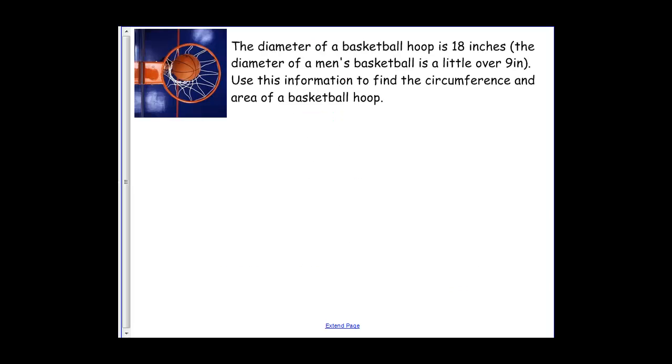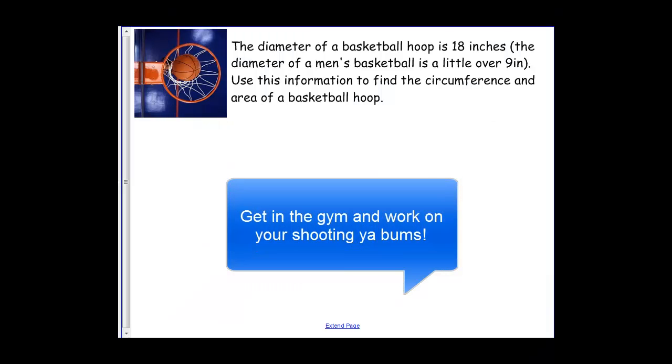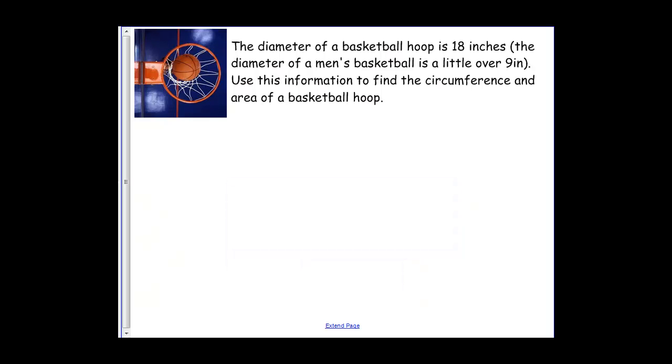So let's go back to that problem that we have here. It says the diameter of a basketball hoop is 18 inches. This is all true stuff, by the way, especially as you look at that top-down view. Some of you guys should be making more shots. Let's work on our game a little bit. But it says the diameter of a basketball hoop is 18 inches. The diameter of a men's basketball is a little over 9 inches. Women's basketball is right around 9 inches, as a matter of fact. Use this information to find the circumference and area of a basketball hoop.